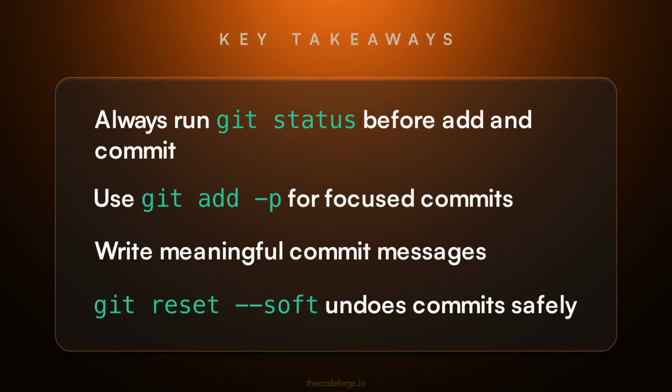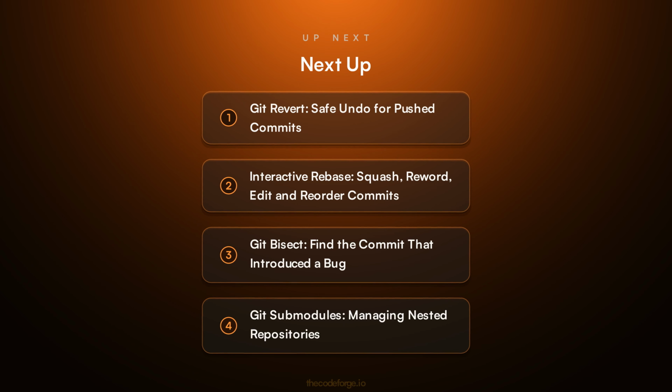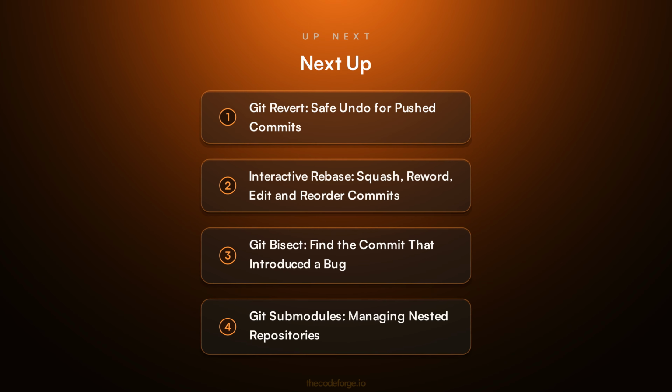undo mistakes. Ready to go deeper? Up next, git revert. Safe undo for pushed commits, then interactive rebase. Squash, reword, edit, and reorder commits, then git bisect. Find the commit that introduced a bug.